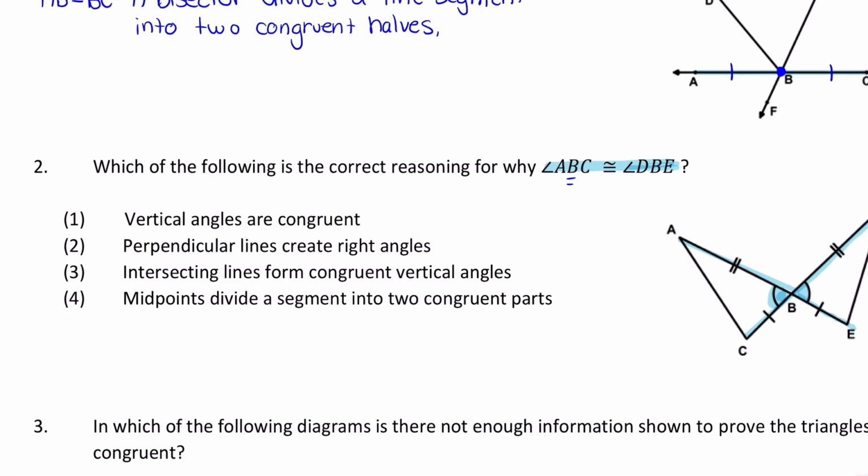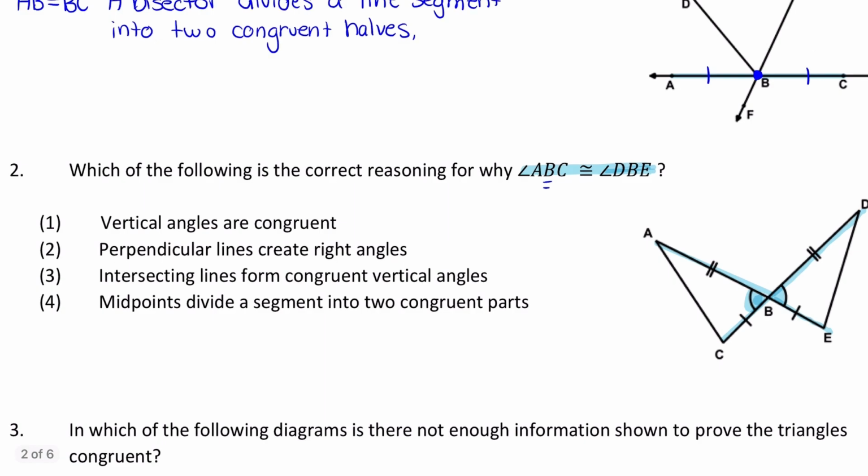The question is asking for which of the following is a correct reasoning, okay? A lot of us are gonna look at number 1 and be like, oh, vertical angles are congruent, that's great. But let's keep reading and see what else are our options here. So for number 2, it says perpendicular lines create right angles.